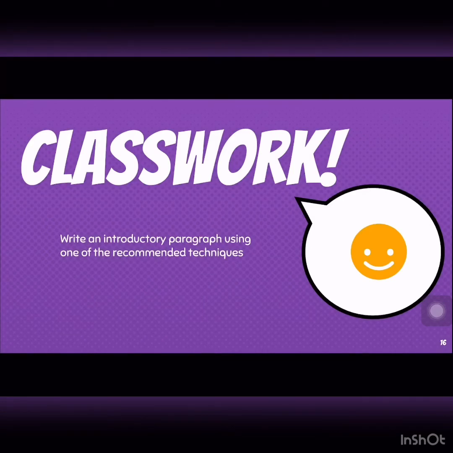Yeah, and then you have classwork, which is you need to write an introductory paragraph using one of the recommended techniques. We have done this, but I hope you understand the lesson for today.